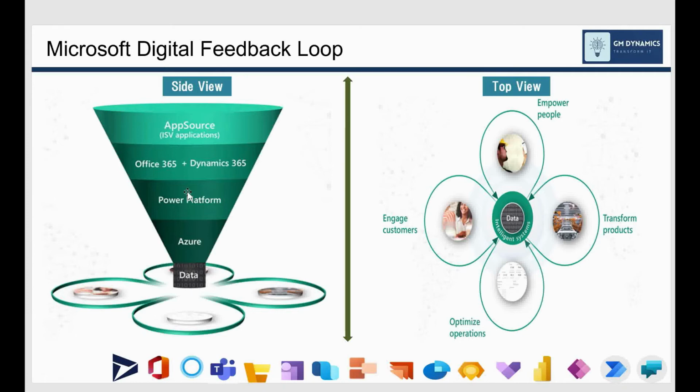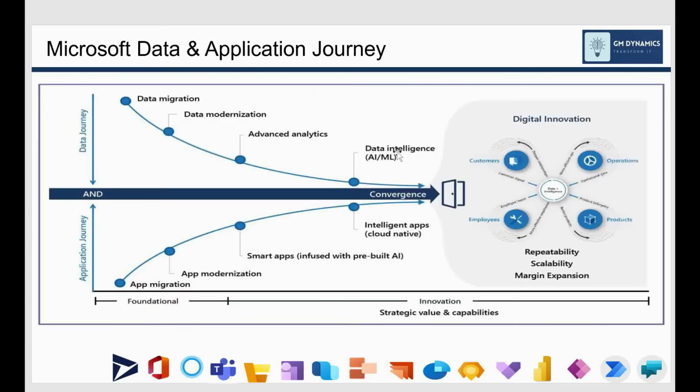The digital feedback loop is a funnel shape. The data resides on the Azure platform, the Power Platform is built on Azure, and then on the cloud platform the Dynamics 365 is built. And definitely on top there are app sources, ISV applications from independent vendors. They can develop their applications and release them to the marketplace, like the app stores. So this is what the Microsoft Digital Feedback Loop is all about.